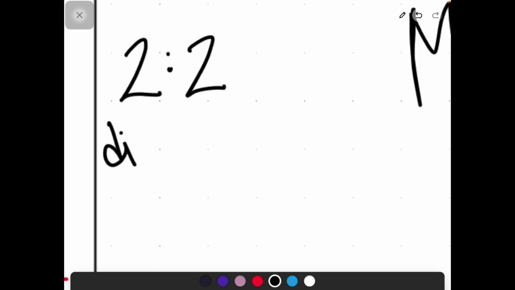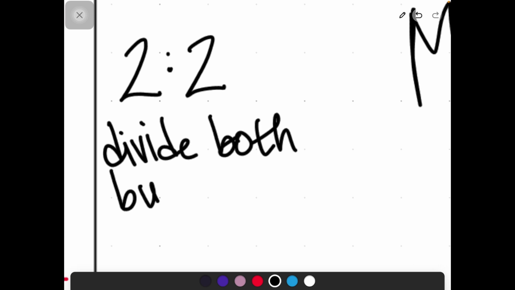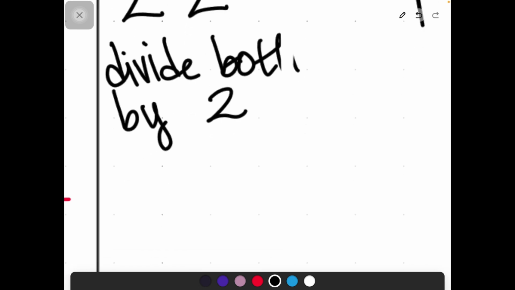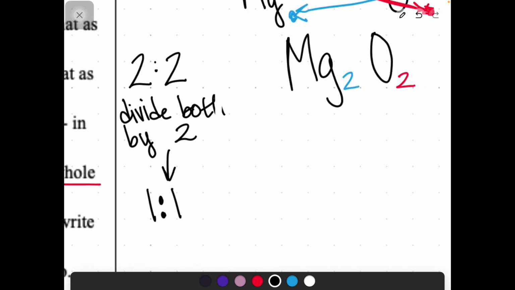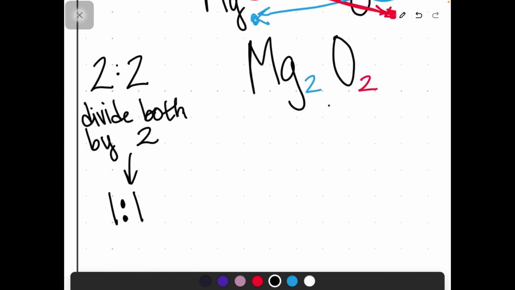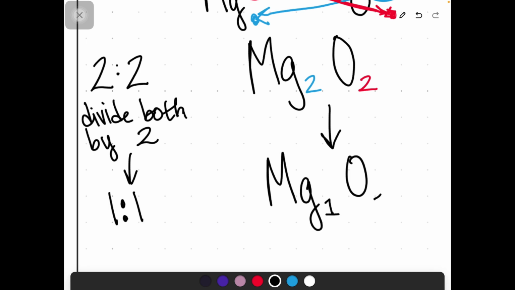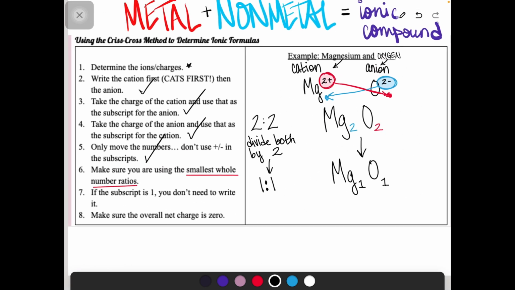So divide both by your lowest common denominator. That's 2. And that's going to give me a 1-to-1 ratio. Okay, so now I'm going to rewrite this with my lowest whole number ratios. Okay, what's my next step?